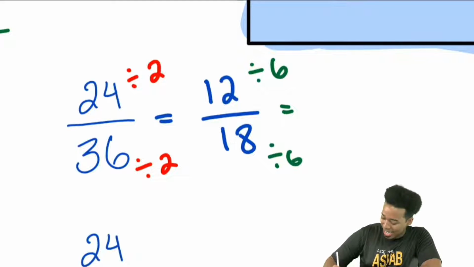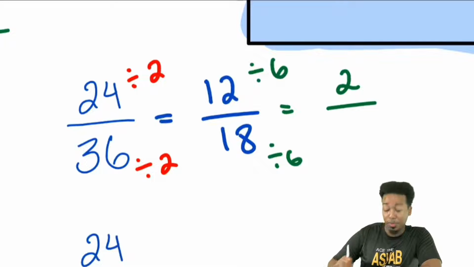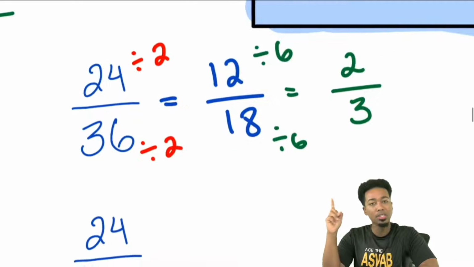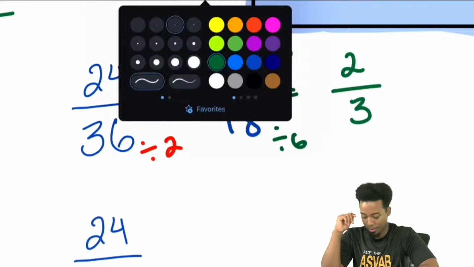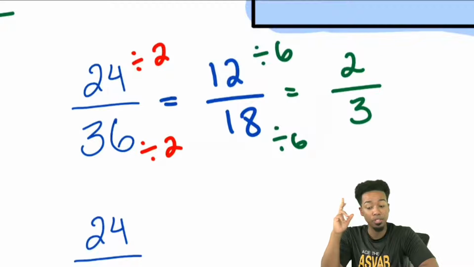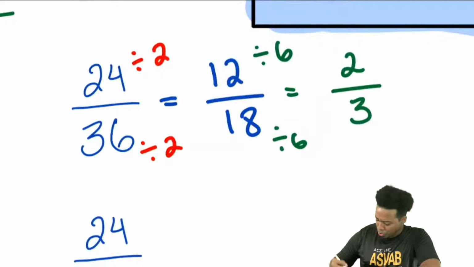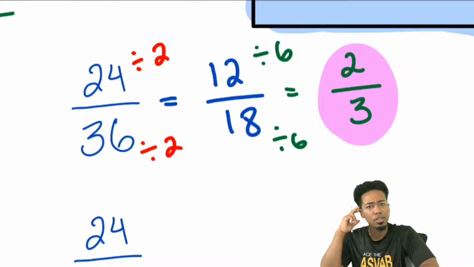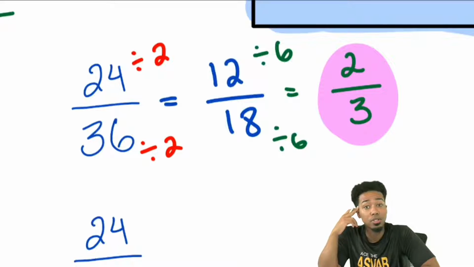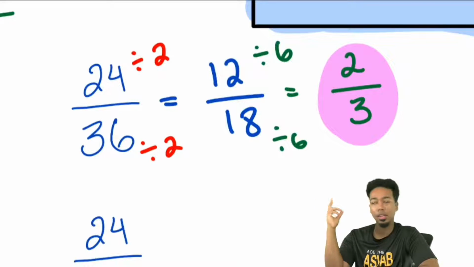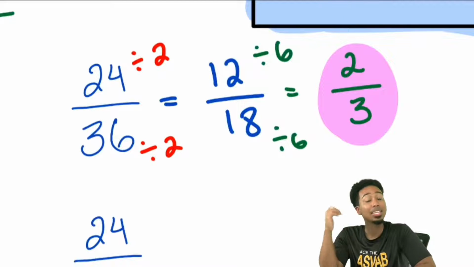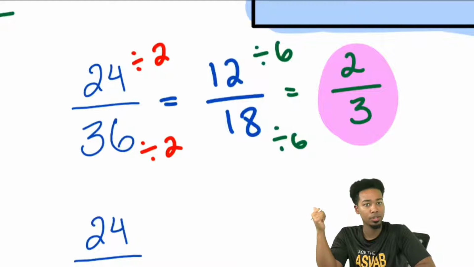12 divided by 6, that's going to give me 2. 18 divided by 6, that's going to give me 3. Everyone, is that in its most simple form now? Is 2/3 generally a pretty understandable fraction or a common fraction? Yeah, it's a very straightforward common fraction that we've seen a lot, and that is in simplest form.